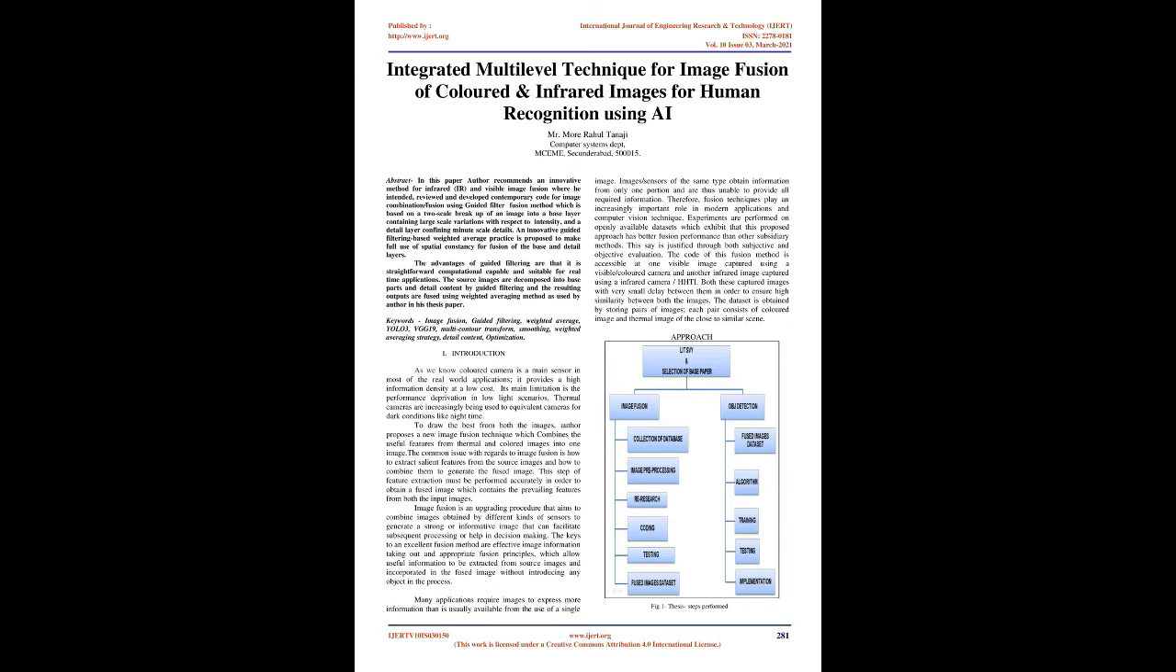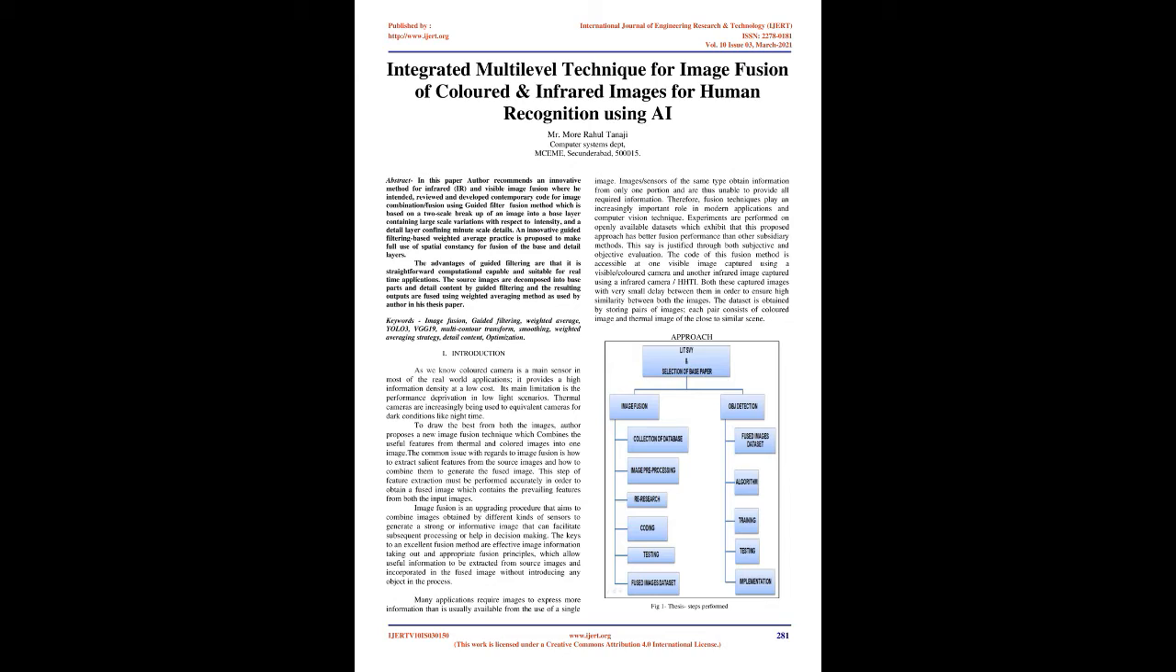Introduction. As we know, the colored camera is a main sensor in most real-world applications. It provides a high information density at a low cost. Its main limitation is performance deprivation in low-light scenarios. Thermal cameras are increasingly being used to complement cameras for dark conditions like nighttime. To draw the best from both the images, the author proposes a new image fusion technique which combines the useful features from thermal and colored images into one image.